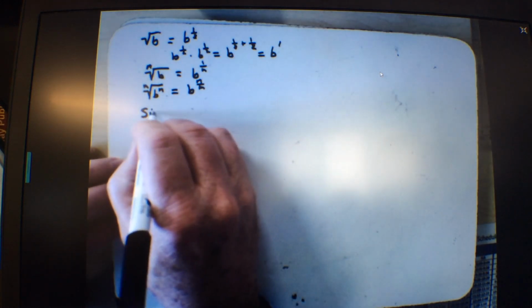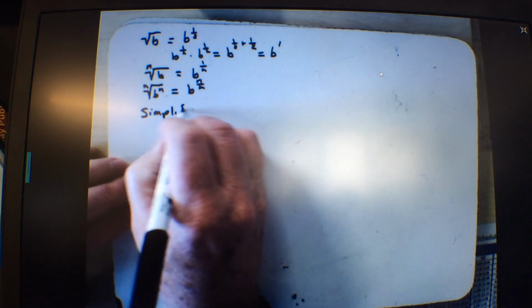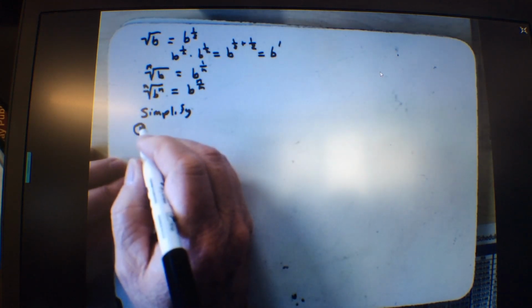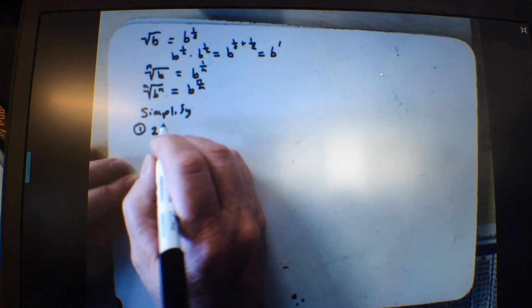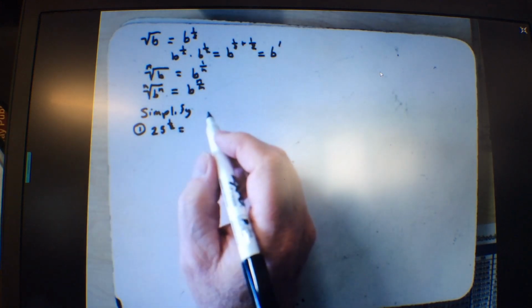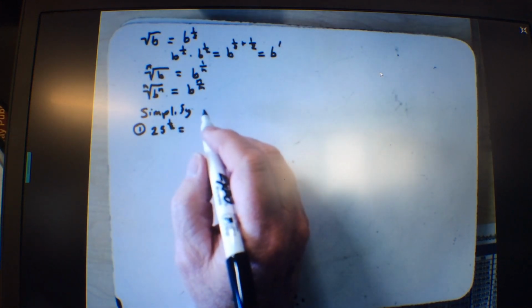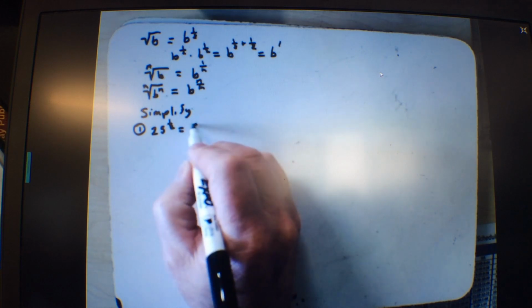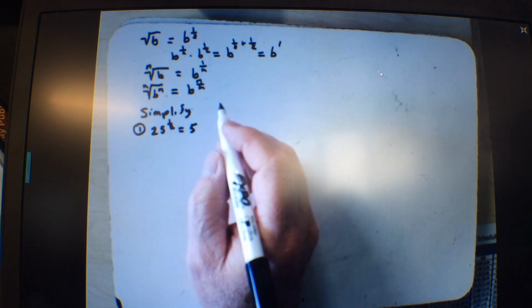So if the directions say to simplify, and I have number 1, 25 to the 1/2 power, what is 25 to the 1/2 power? 5, correct? Okay, that is correct.